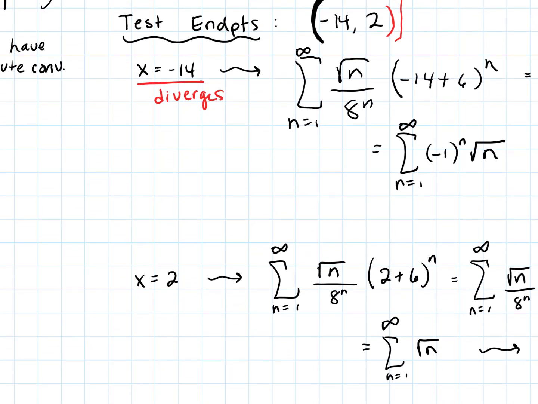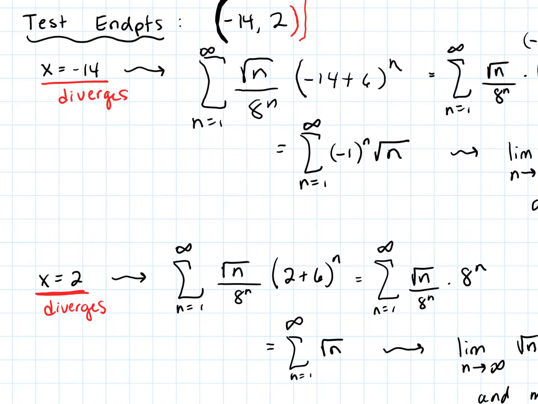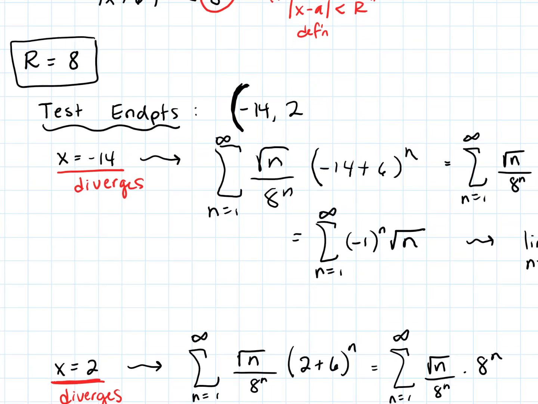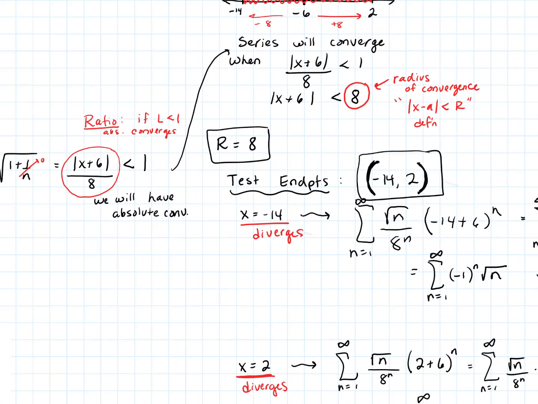So it turns out this is a power series where, on the interval of convergence, both of the endpoints give us divergence, so we cannot include either of them. So this diverges at this endpoint as well, and so we come back here to our endpoints where we were testing, and we say this must also be an open interval. So our interval of convergence is from negative 14 to 2.